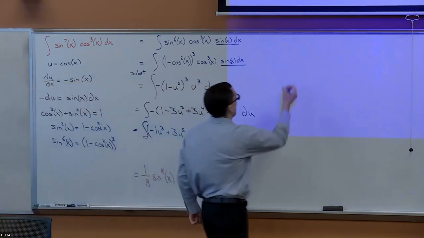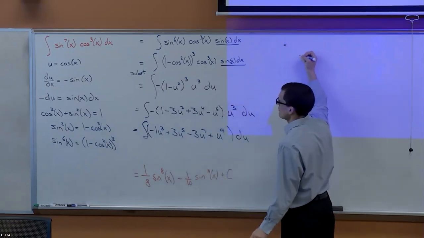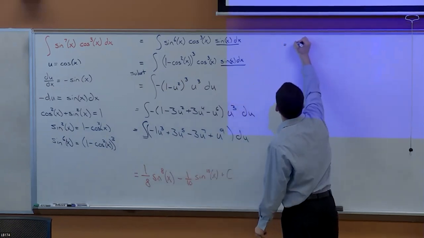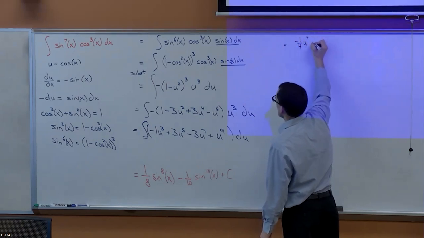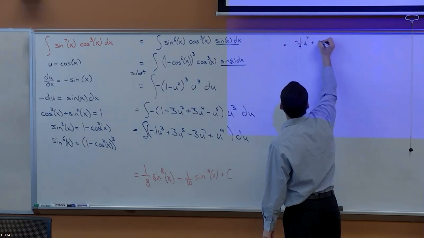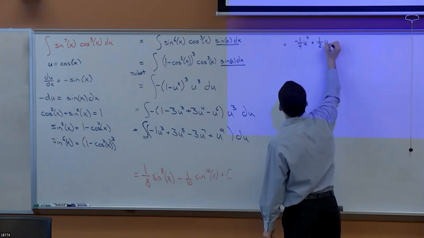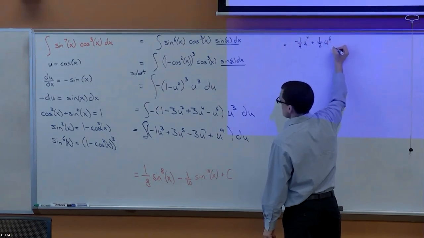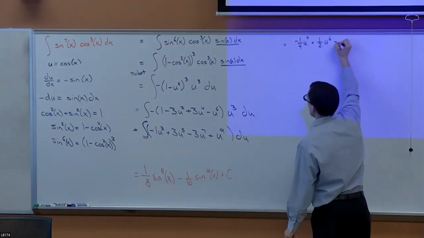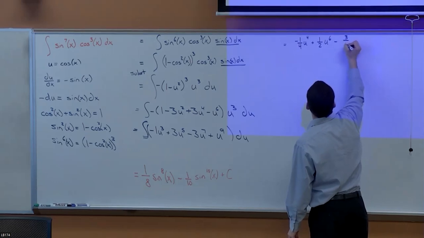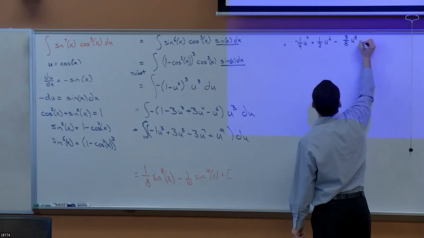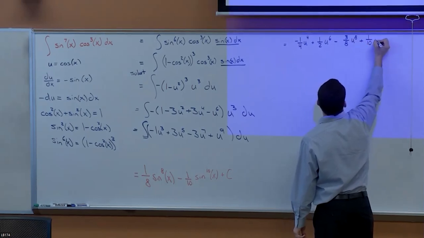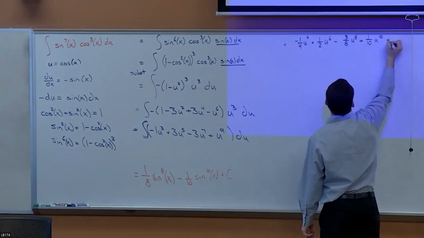Now we integrate that. It's just a standard polynomial, so negative 1/4 u to the fourth plus 3/6, which is the same thing as 1/2 u to the sixth, minus 3/8 u to the eighth plus 1/10 u to the 10th plus c.